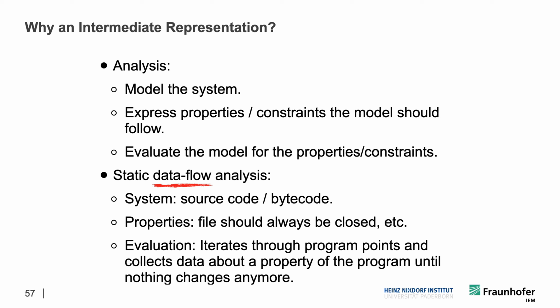Here we also want to do some kind of analysis, but it's a very special kind of analysis. It's a static data flow analysis. That's what this course is all about. But also here we are looking at a particular kind of system. We are looking at source code and bytecode, and we want to determine certain properties, such as, for instance, a file should always be closed by my program, and so on. And then we also want to evaluate that property. So we want to automatically iterate through program points and collect data about this property of the program until we have determined it, until nothing changes anymore.